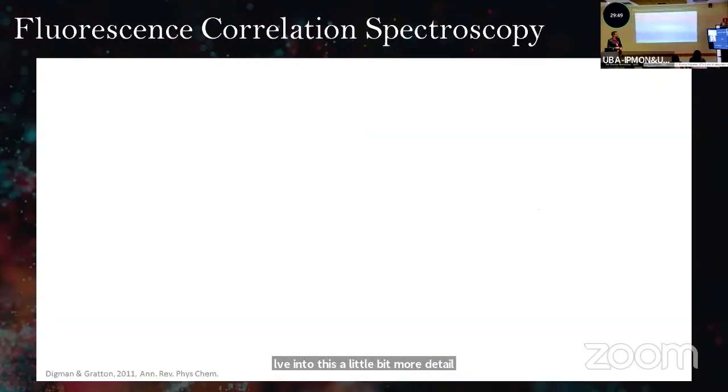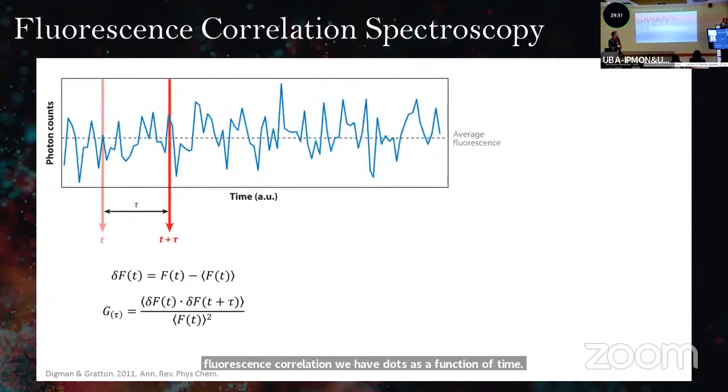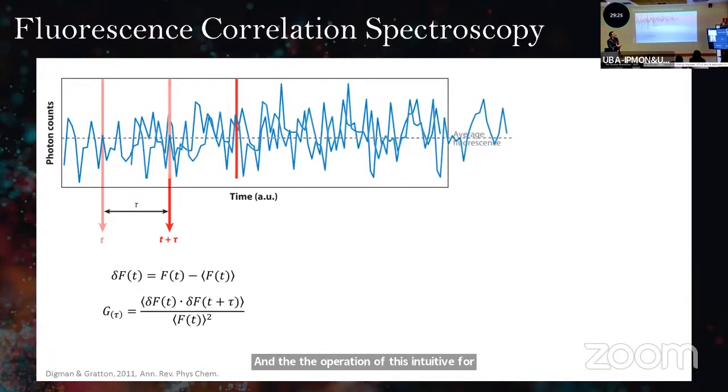But just to start where we picked up from this morning, the autocorrelation function and the cross-correlation function are concepts to keep in mind. In fluorescence correlation, we have dots as a function of time, and intuitively, the operation is clearer to me when seen like this. It is literally displacing the image with respect to itself and multiplying each of the coordinates of this trend times the one that is behind it, and normalizing by the intensity. If you think of it this way, it is a subtraction followed by a multiplication and then a division.